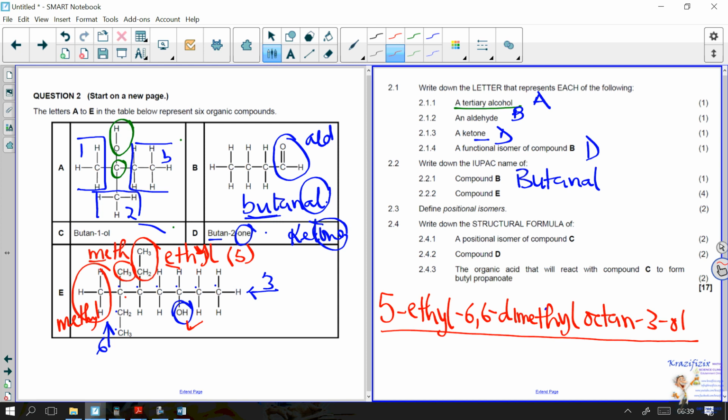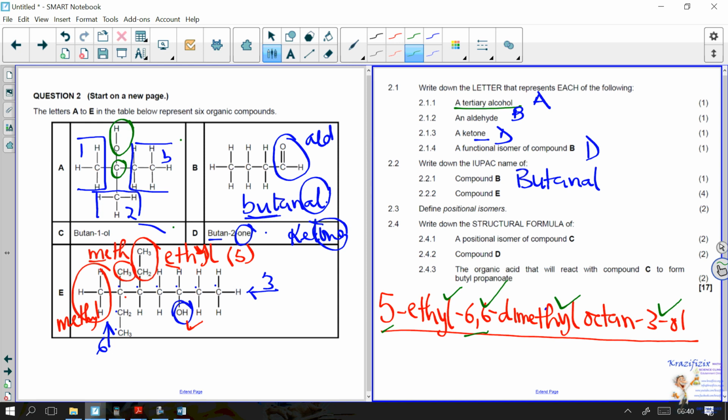You would get a mark for octan-3-ol. You'd get a mark for the methyl. You get a mark for the ethyl. And then for the numbering 5 and 6 there, you get another mark. That gives you 4 marks. All right, so please get the rules of numbering very well. All right, let's go on.